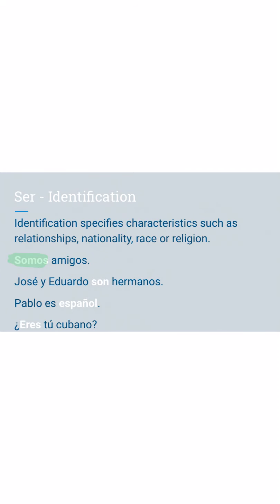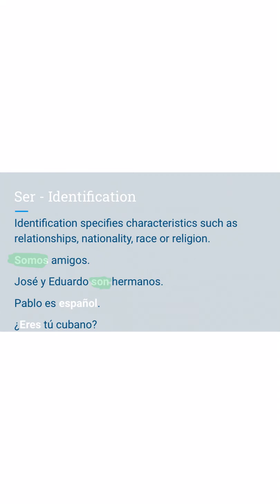My next one is José y Eduardo son hermanos. Or José y Eduardo are brothers. They can't change that. That's their relationship. They're brothers till forever. Can't change it.